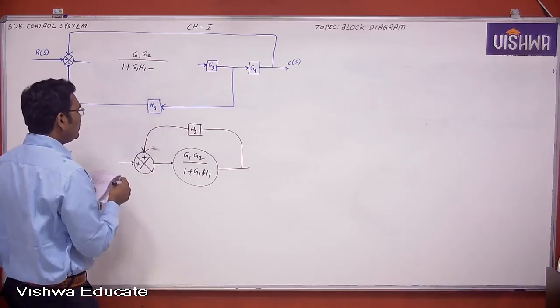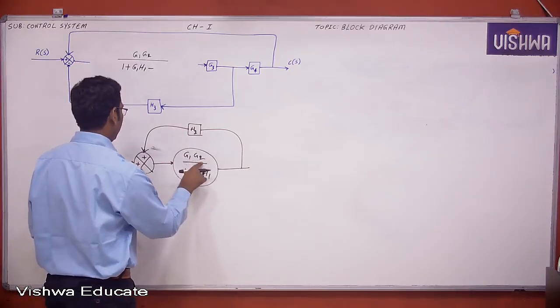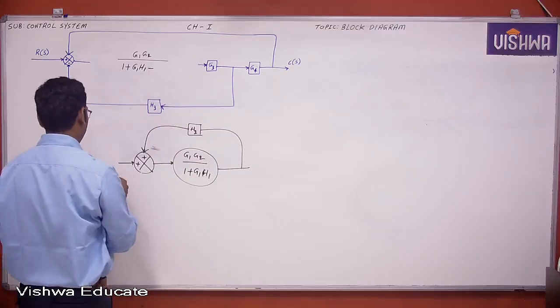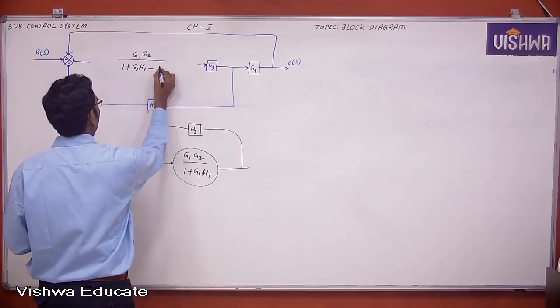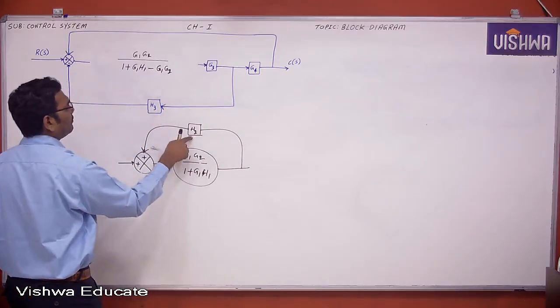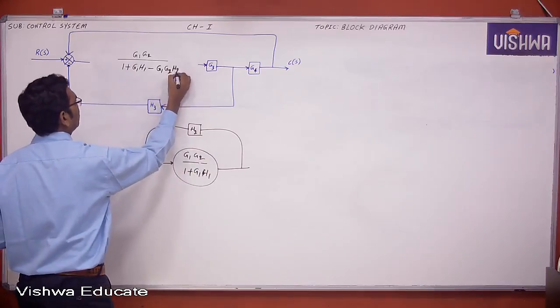Now, just multiply forward path G1 G2, G1 G2 forward path. Lastly, multiplied with feedback path, G1 G2 into H2, that's it.